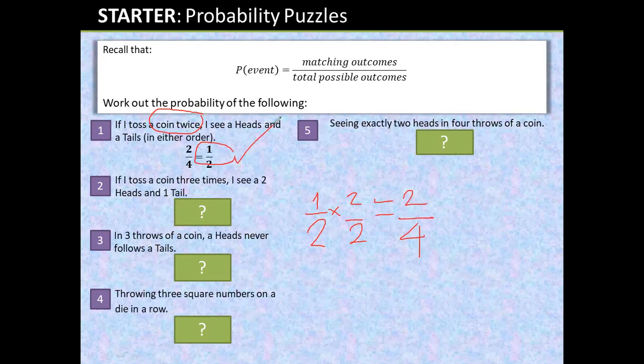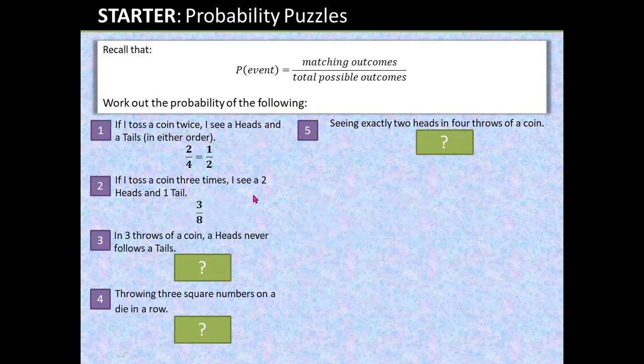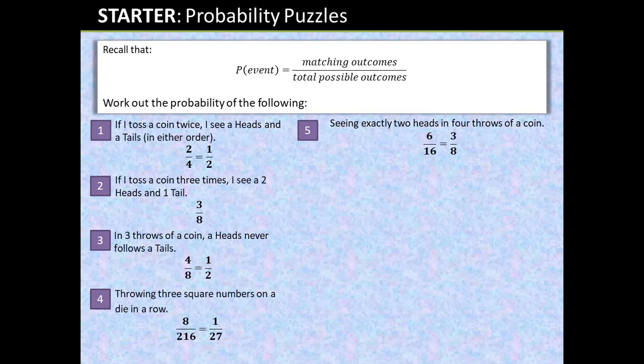Okay, so that is how to compute the probability of an event. Take note, matching outcomes over the total possible outcomes. Another example, if I toss the coin 3 times, we multiply it by 3 and reduce to lowest terms, you get 3/8. So this is the probability of an event, matching outcomes over total possible outcomes. And however many times you throw, or the event happens, you multiply it and reduce your answer to lowest terms.